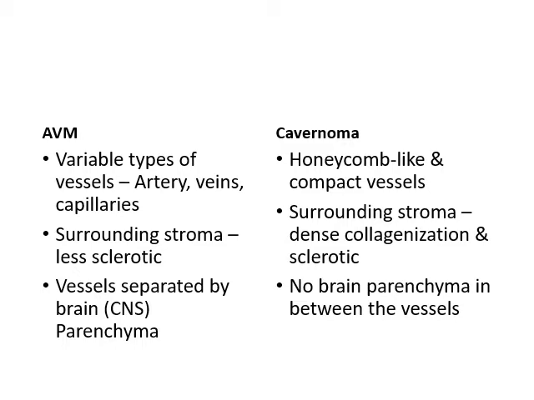And in AVM, you can see the surrounding stroma is a bit less sclerotic, like in this case. But in the cavernoma, the surrounding stroma is very densely collagenized and also sclerotic. And the most important thing, you can see the brain parenchyma in between the vessels in AVM, whereas in the cavernoma, because of the compact arrangement of the vessels, you cannot see any brain parenchyma. There is just a very dense collagenized and sclerotic stroma in between the vessels.